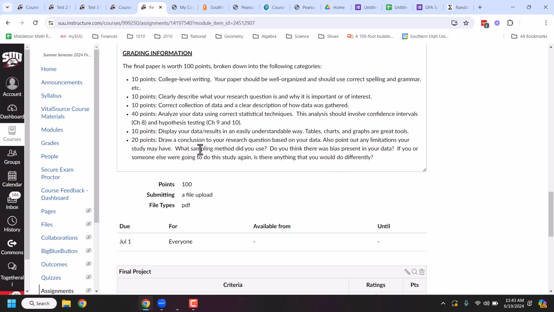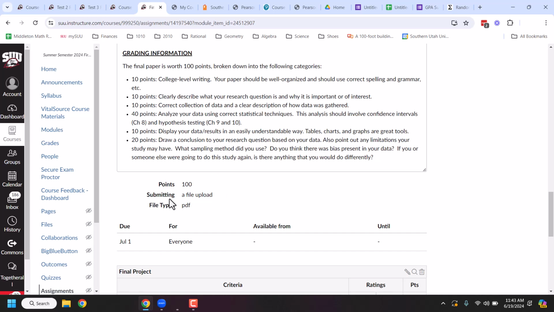And this is also the category where you'll point out any limitations your study might have. Like maybe your sampling method was biased, so it may not actually represent the population you were planning on studying, but might be a biased sample, or maybe the way that you asked the question could have produced biased results. So that's what you'll include in your conclusion.